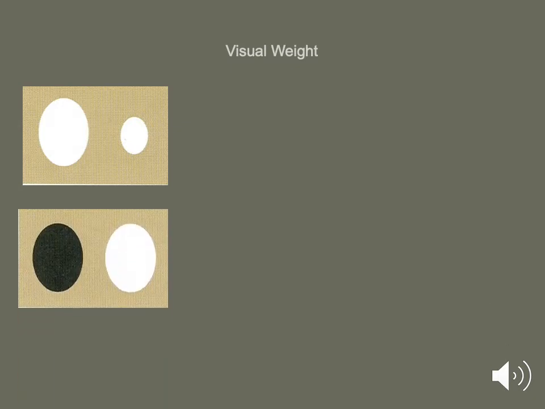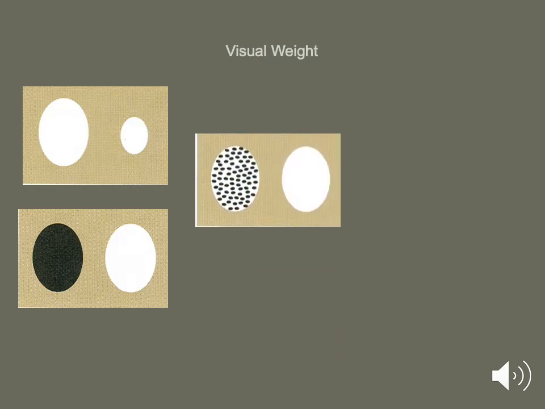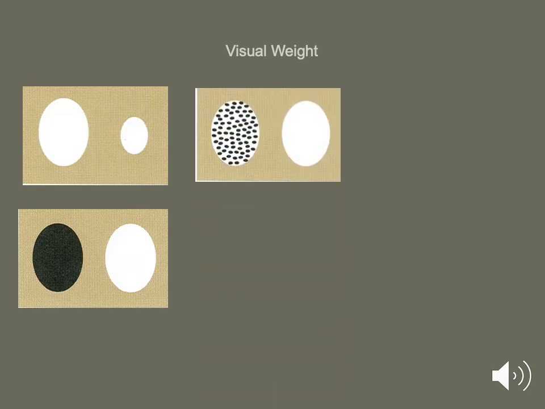In this one, we have two ovals that are the same size. However, the one on the left is black and the one on the right is white. When you look at these, hopefully you'll notice that the black one looks heavier. So the darker the tone, the darker the color, the heavier the visual weight. On this one, we have one side that is patterned on the left-hand side, and then on the right-hand side, we have just that plain white oval.